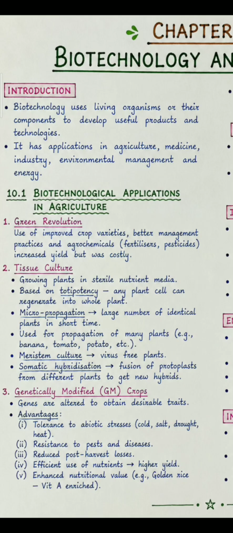And the example of somatic hybridization is pomato. Pomato means a hybrid plant combining tomato and potato. These are examples of somatic hybridization.